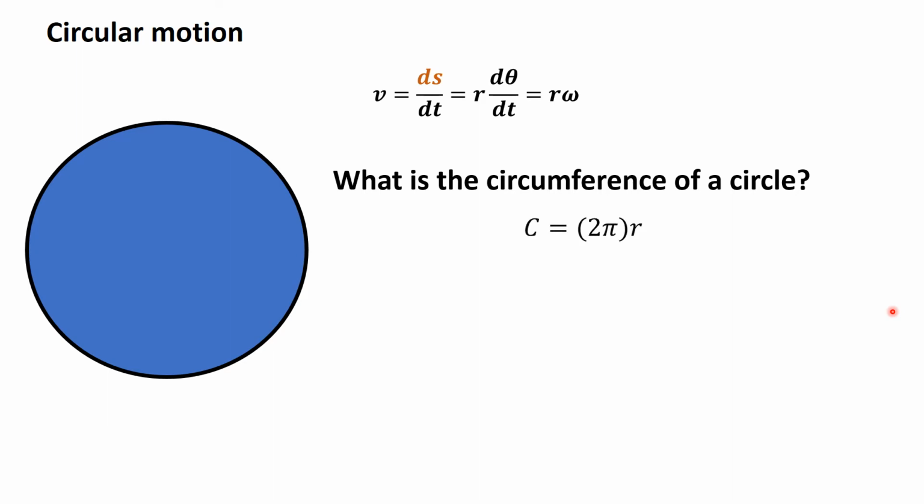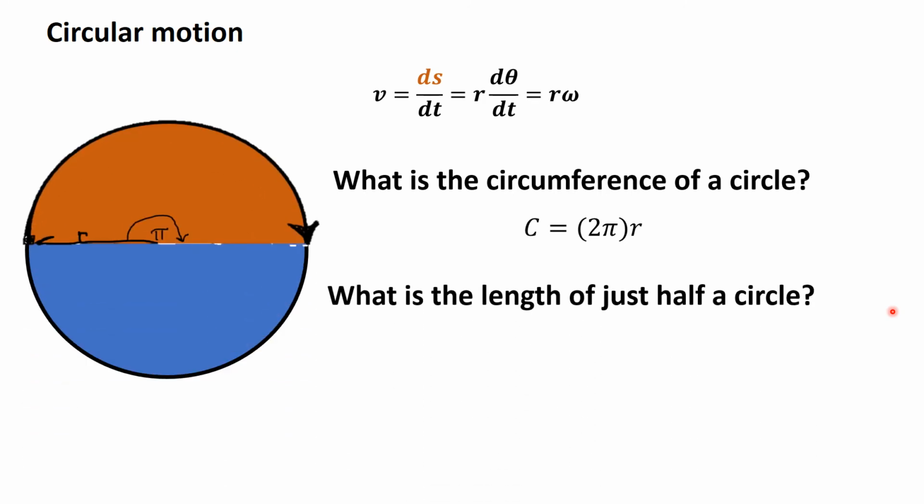You remember this, right? Circumference equals 2 pi r. Okay, how about we just want half of a circle? What would be the arc length of just half of a circle? Well, if the circumference is 2 pi r, then half of a circle would just be pi r, right?